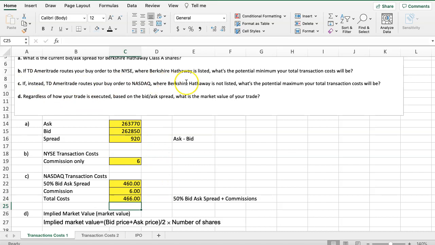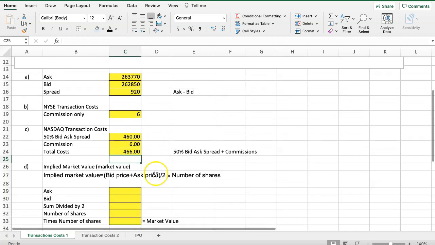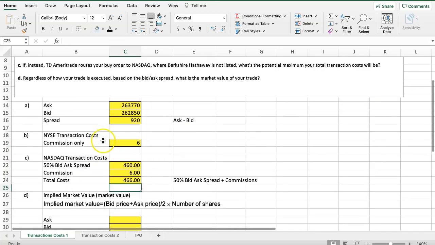And remember, this is corporate finance, not personal finance. So this is not something you'd experience when you buy a stock from the NASDAQ. Okay. Now let's see here, Part D.